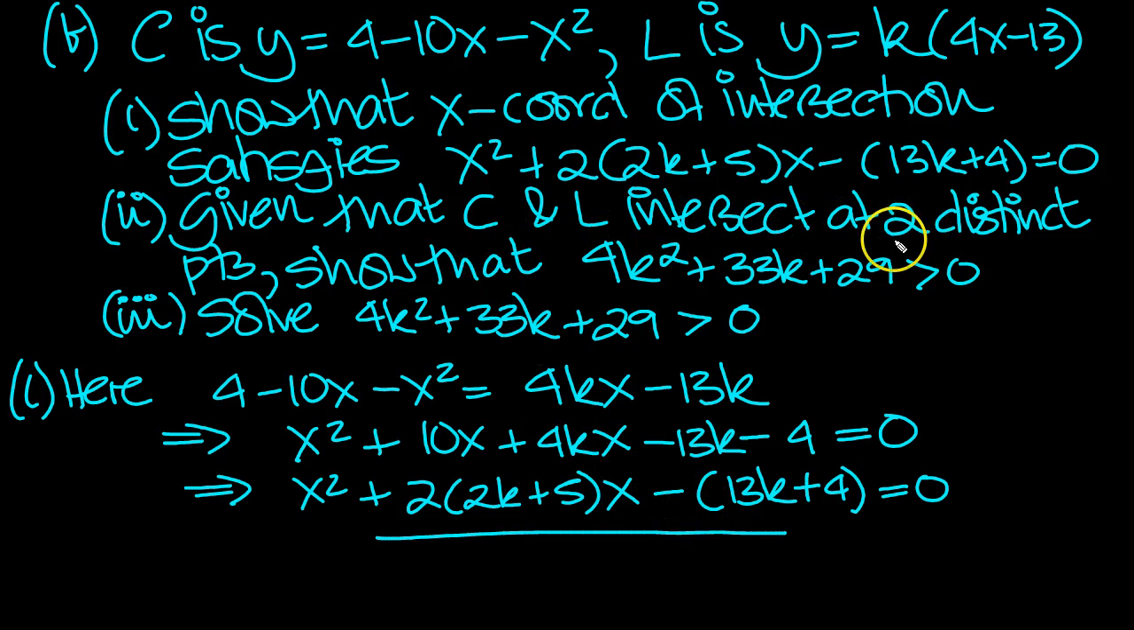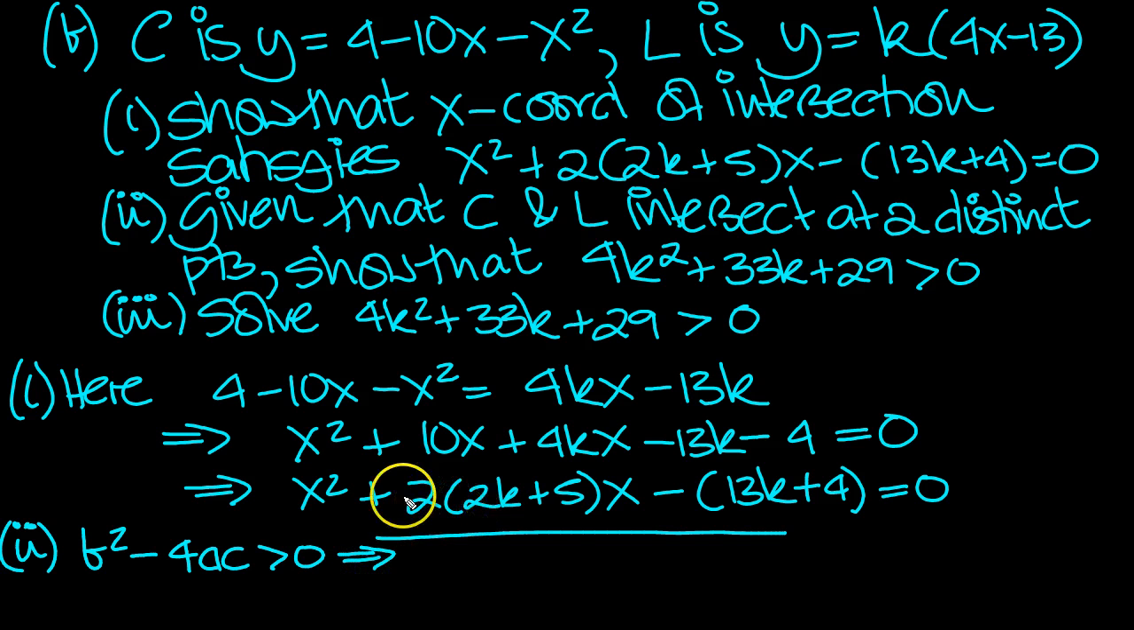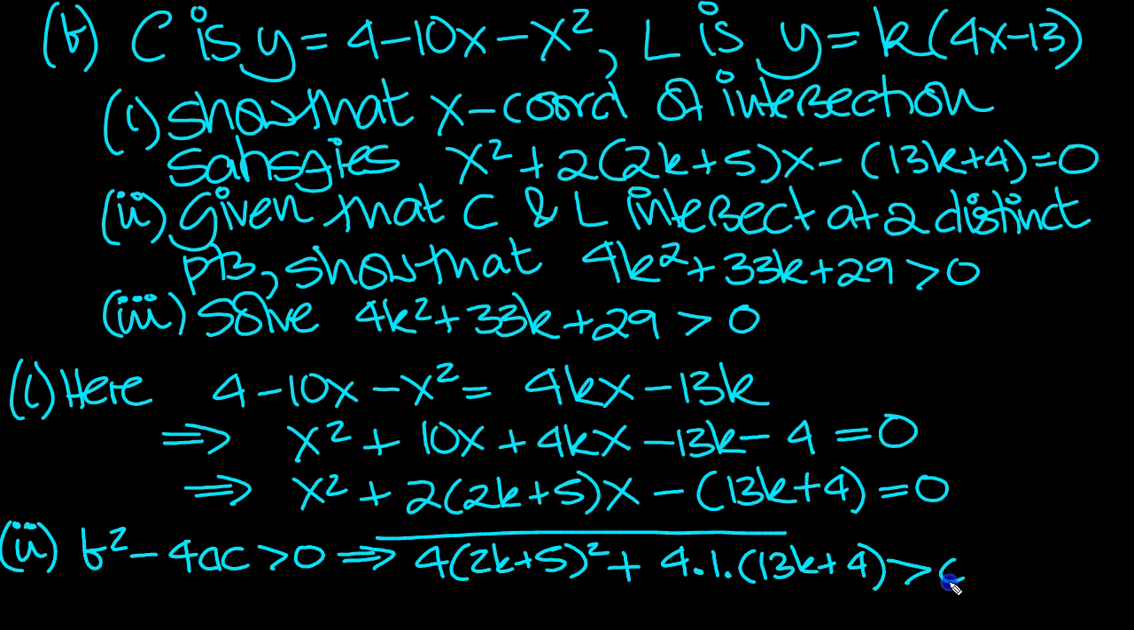Given that C and L intersect at two distinct points, so part 2. So they intersect when the quadratic has real distinct roots. B squared minus 4ac must be greater than 0. So let's see what that gives. This squared is the b squared. So that times itself will give 4, 2k plus 5 squared, minus 4 times a, which is 1, times c, which is this, that makes that a plus. 13k plus 4 needs to be greater than 0.